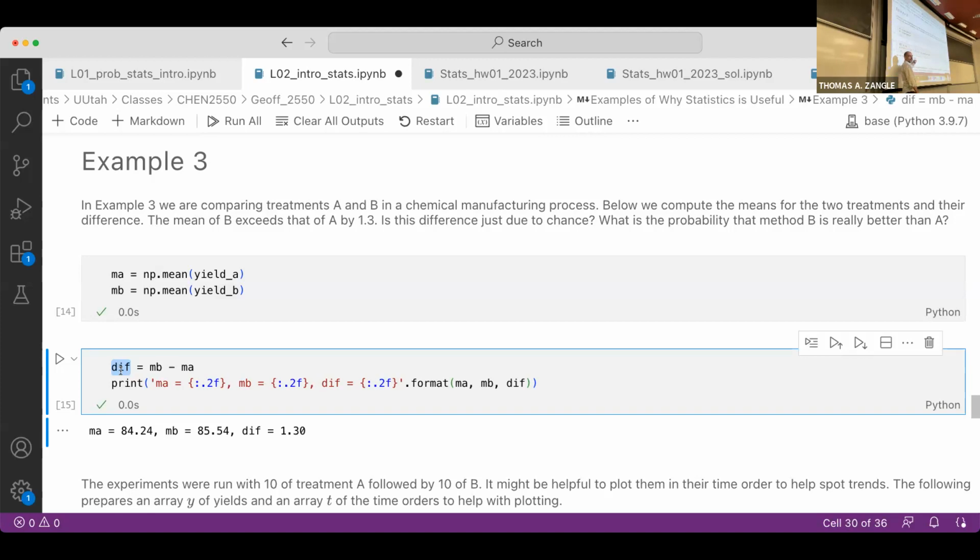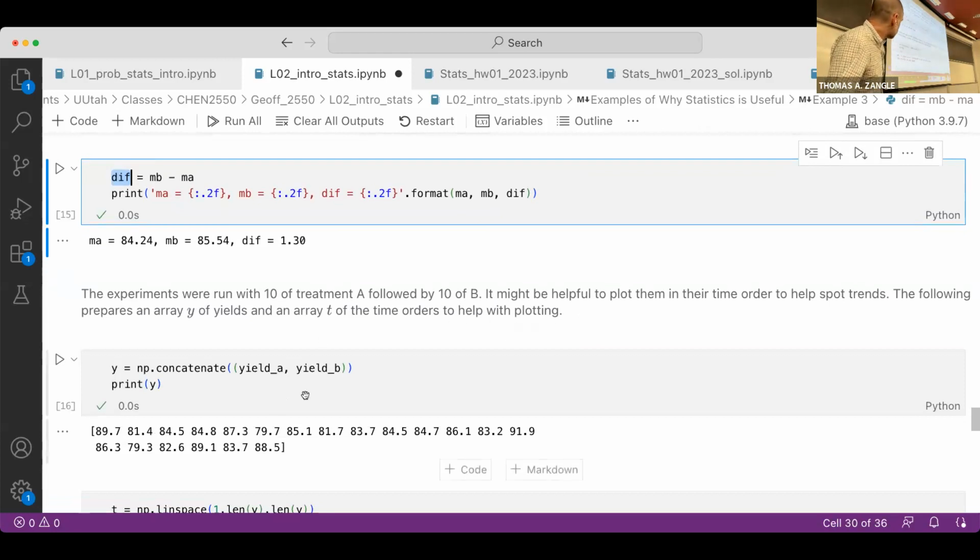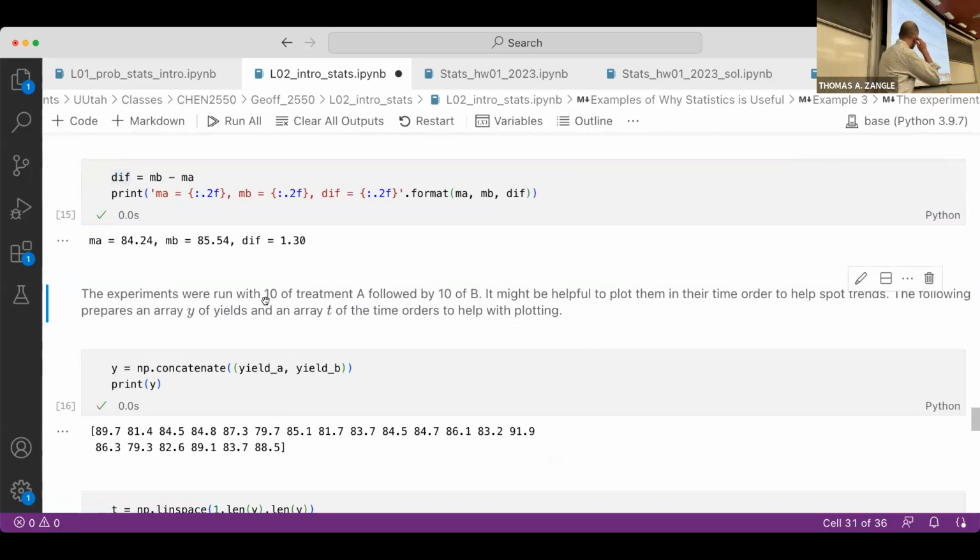Can we actually say from the data that we collected that process B is better and that the plant should switch over to process B because yield is going to be higher? Statistics will give us the tools to say that. But one thing that might be helpful just to start with is to note that we ran 10 treatments of A followed by 10 treatments of B. Plotting and visualizing the data is something we'll talk about as well. So it can be helpful to just plot them in order and see if there are any trends.